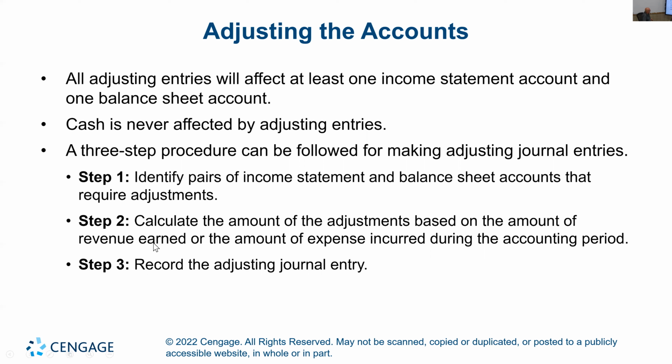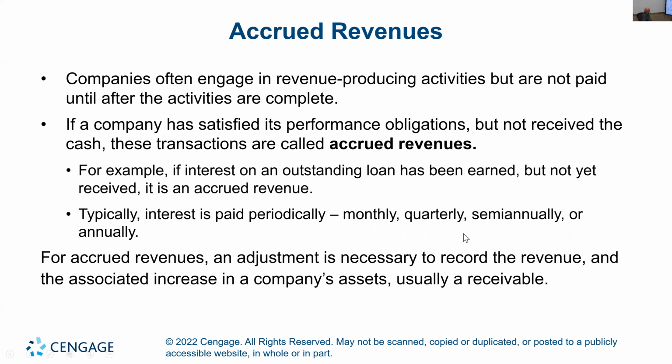We're going to adjust these entries. Step one is to always identify. So we're going to need to identify which accounts we are dealing with. Step two, we need to calculate or measure the amount of adjustment based on the amount of revenue earned or expense incurred during the accounting period, and then make our adjusting entry.